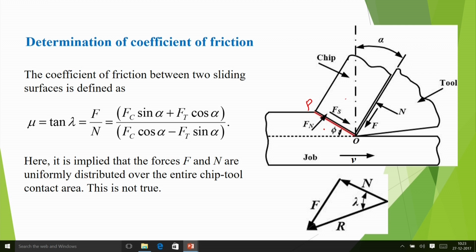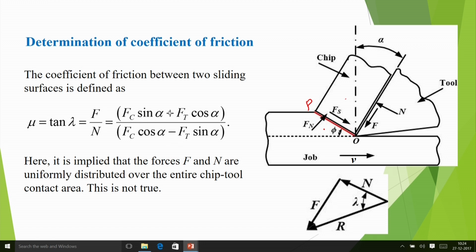Merchant's analysis you have studied. And then this one is the rake angle. That means the tool rake face is inclined with the vertical direction. So this is alpha, and machining is taking place here. Now the coefficient of friction between two sliding surfaces, chip and tool, is mu equal to tan lambda, where lambda is called the friction angle, and this is F by N. F is the frictional force and N is the normal force acting on that point. The resultant is R. This normal makes angle lambda with R, or R makes angle lambda with N. This is called the friction angle.